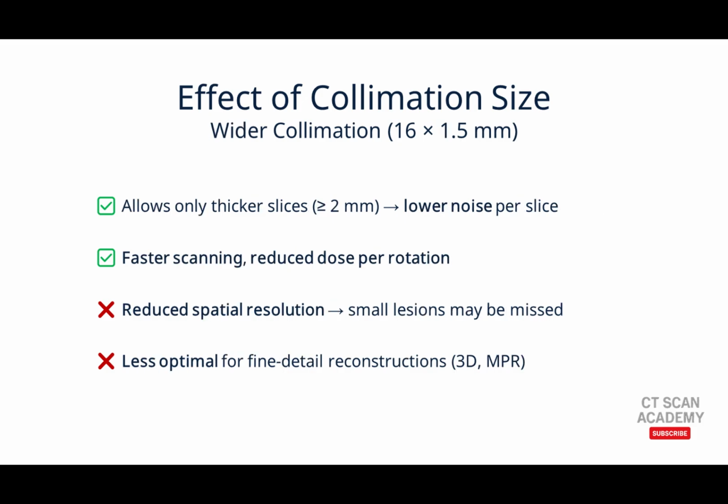Wider collimation, 16 by 1.5 millimeters or 8 by 3.0 millimeters. Pros: lower noise per slice, faster scanning, reduced dose per rotation. Cons: reduced spatial resolution and potentially missed small lesions. Less ideal for fine 3D reconstructions.